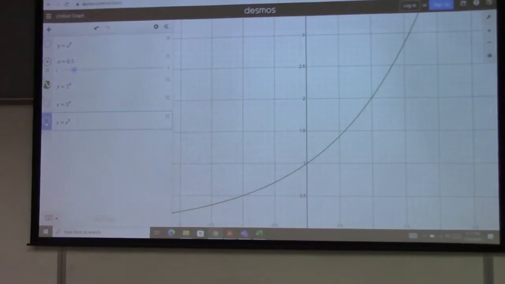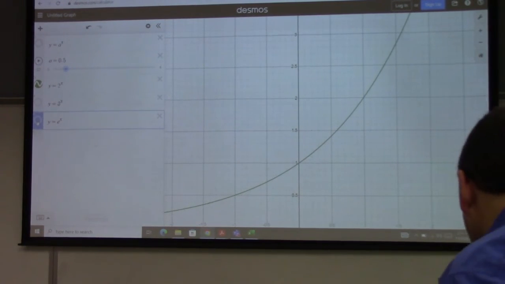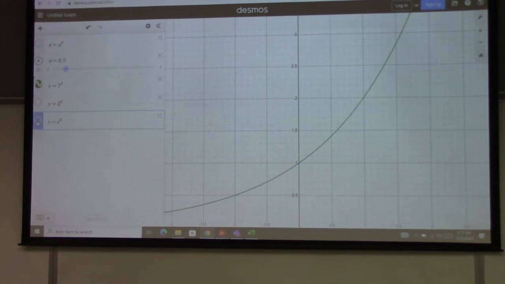So here it is. What am I looking at right now? I selected the 2 to the x. This is what 2 to the x looks like, okay?